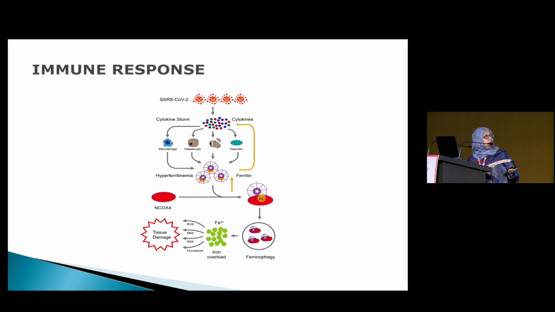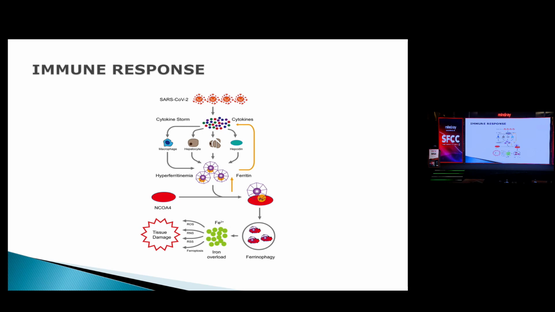This was the scenario in COVID-19 that I had taken from one journal. When SARS-CoV-2 attacks the body, it causes the cytokine storm, and this cytokine storm causes the release of ferritin, causing hyperferritinemia. This hyperferritinemia in turn causes the excess ferritin to bind to nuclear receptor coactivator 4, and this causes the autophagosomes to release the iron from the ferritin.